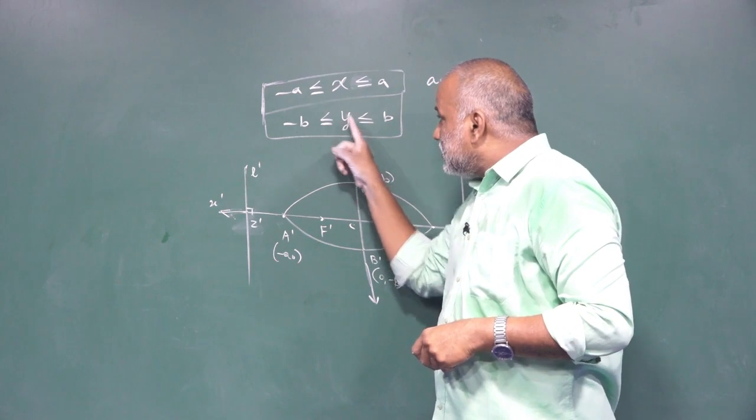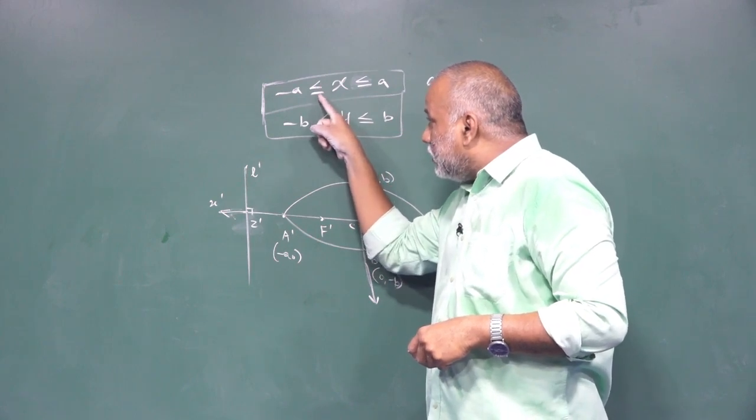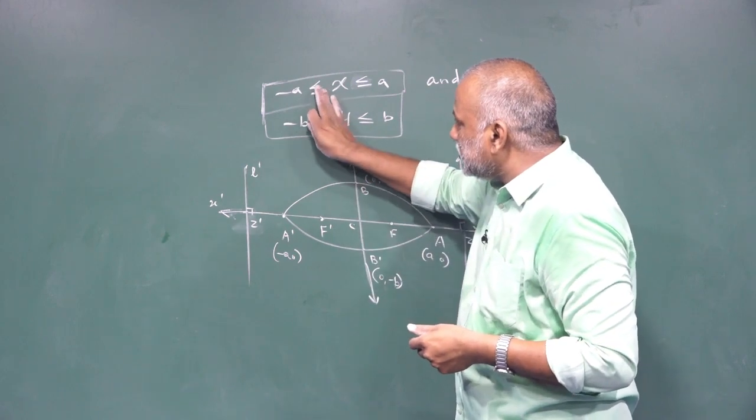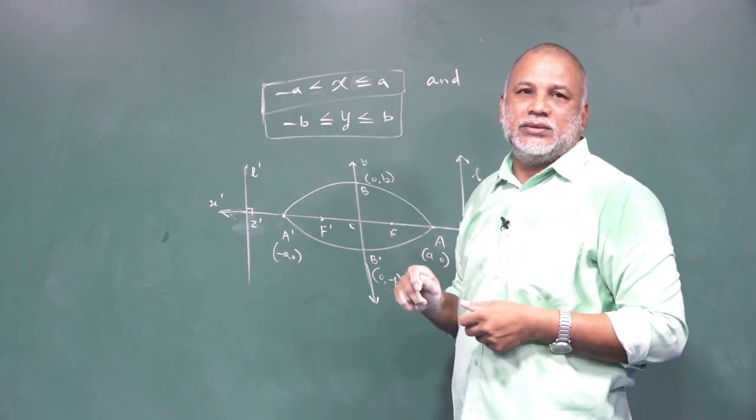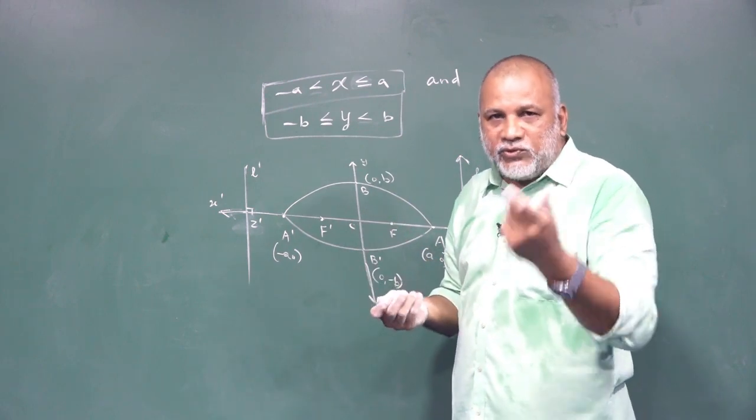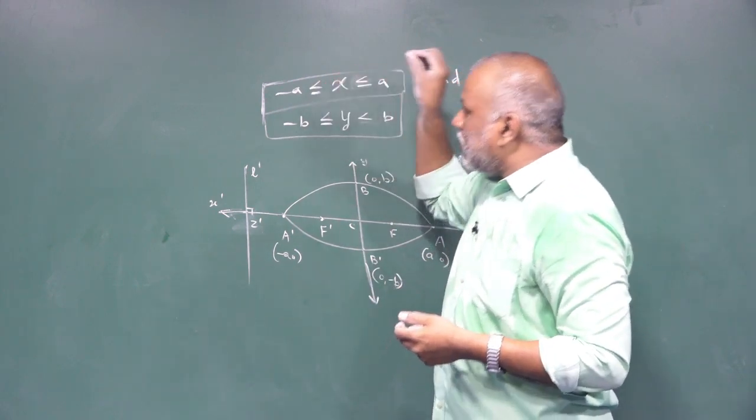See the symbols correctly. Greater than or equal to, less than or equal to. They may be cheating you like this. One mark they are giving like that. Here also they are removing this one. So carefully understand. Greater than or equal to.